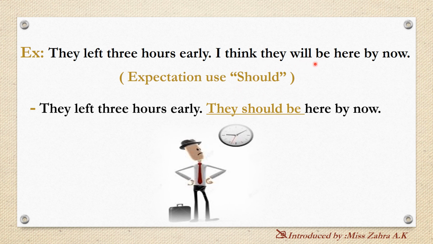بعد will نلاحظ هو الانفينيتيف be، ننزل بعد should هو البي without any addition، مو هو being ولا is ولا are ولا was or were، just be infinitive without any addition. they should be. نزلنا الفاعل بدل will should راح تصير for expectation and then infinitive بعد will infinitive وهو البي. be here by now. they left 3 hours early. they should be here by now.